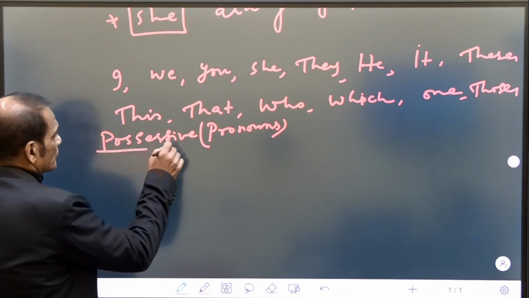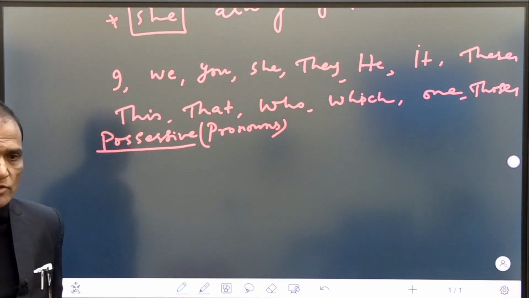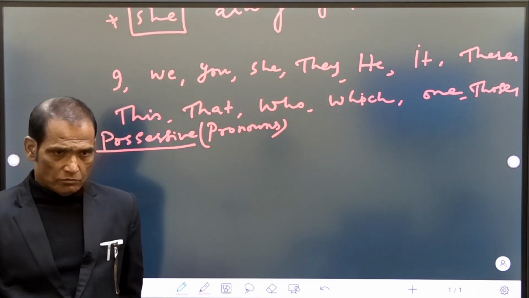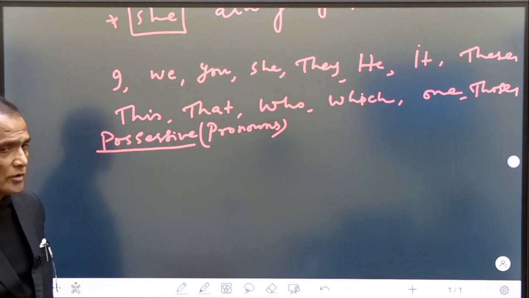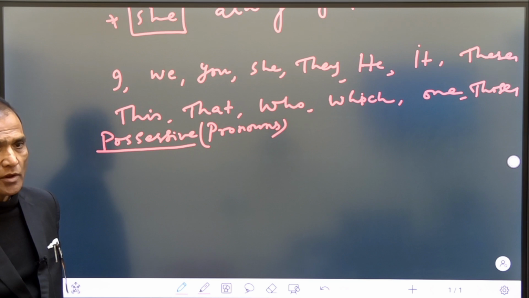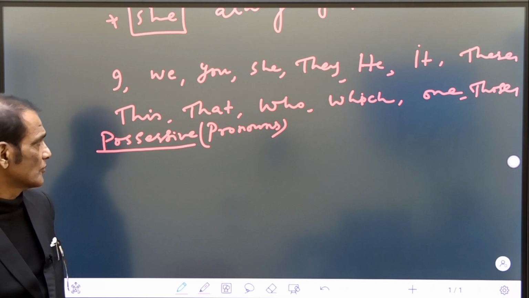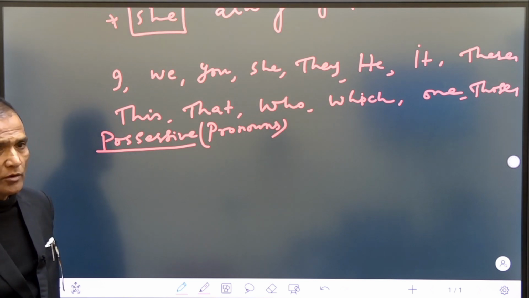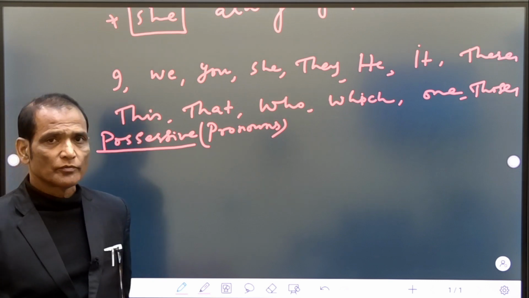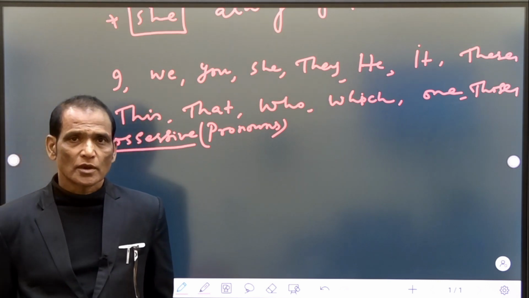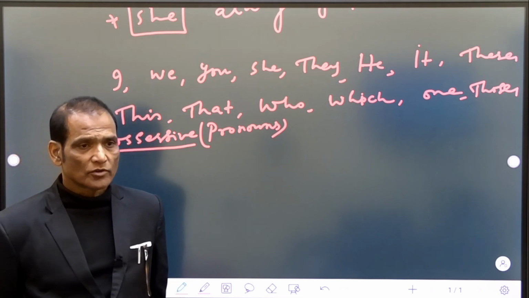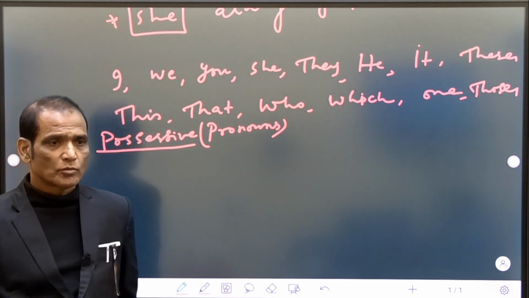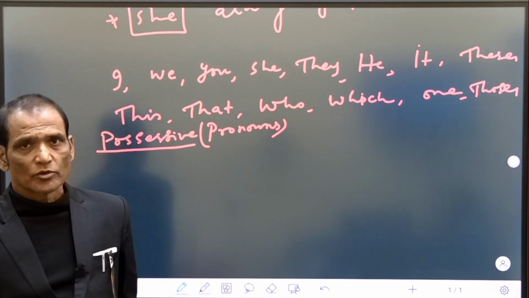Okay, let's see. Possessive pronouns are those pronouns which are used to indicate somebody's possession. You mean right. In Hindi, adhikar. What is possessive pronouns? The form of pronoun that is used to point out somebody's or something's possession. This is called possessive form of pronoun.